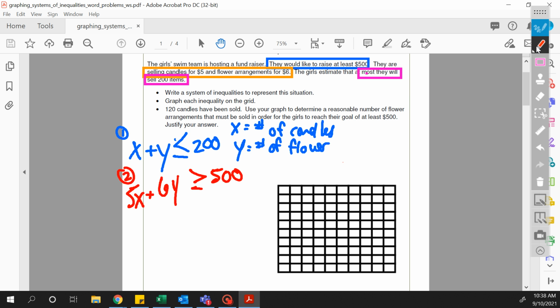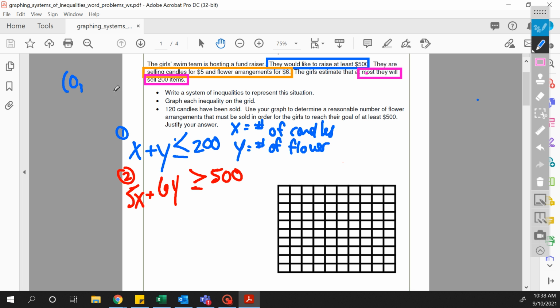Now, typically we would graph these in slope-intercept form. However, these standard form equations that we set up are not in slope-intercept form. It's actually much easier to graph these using the x and y intercepts. So if we want to graph the first equation using the x and y intercepts, first we assume that x is 0 and find what y is. Then we assume that y is 0 and find what x is.